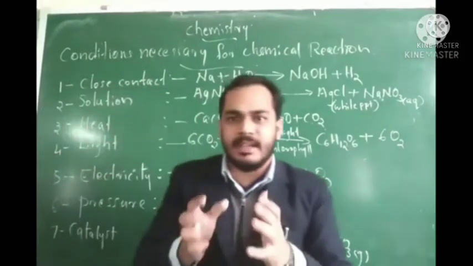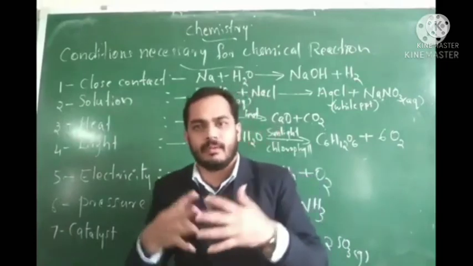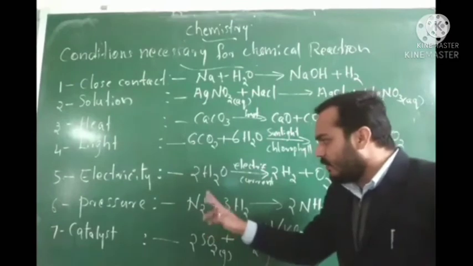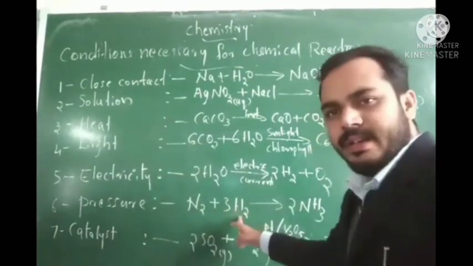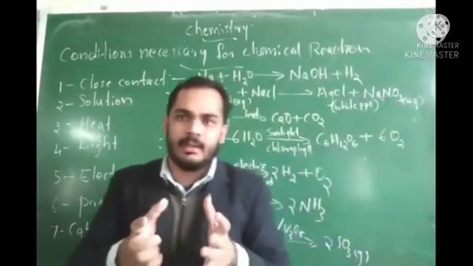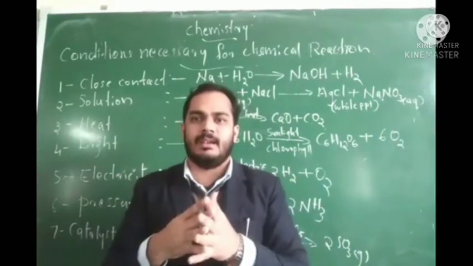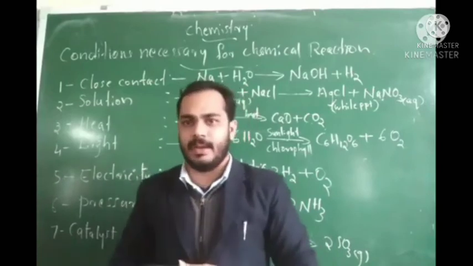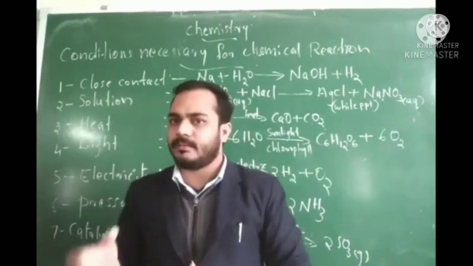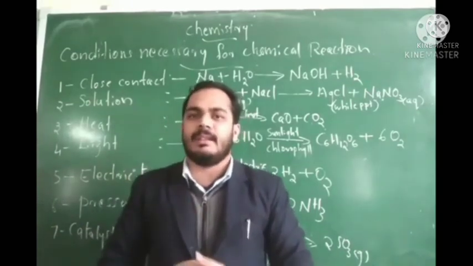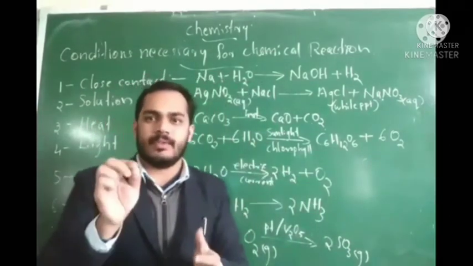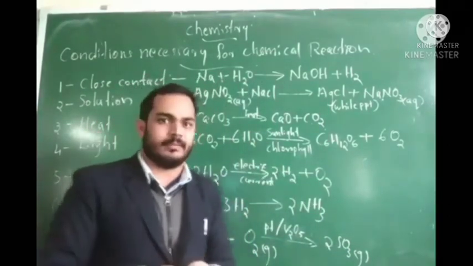And next one, pressure. Some chemical reactions need high pressure. One example is given here. Nitrogen reacts with hydrogen to form ammonia. Nitrogen and hydrogen both react with the help of high pressure only, to form ammonia as the product. So here pressure is very necessary for the chemical reaction. Not all, but some chemical reactions require pressure.